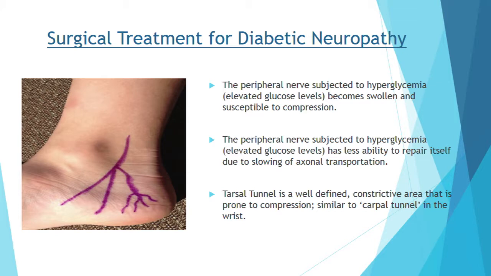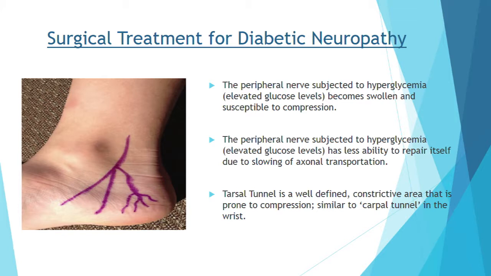The surgical treatment of diabetic neuropathy. When all else fails, medication fails, strict glycemic control, laser therapy, then we consider potential surgery. So what happens to the peripheral nerve in patients with diabetes? The peripheral nerve is subjected to hyperglycemia, or elevated blood glucose levels, and becomes swollen and susceptible to compression. These peripheral nerves have less ability to repair themselves, and it slows axonal transport.